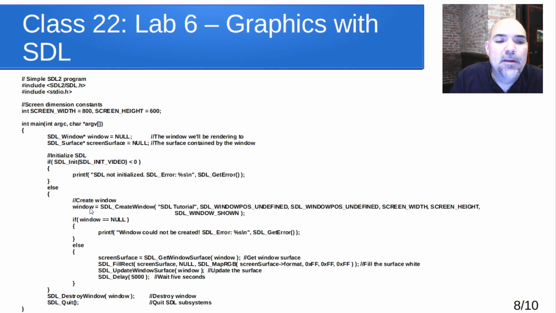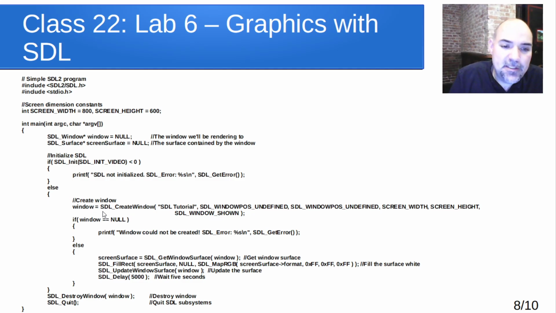Now we create our window. We set this window variable up here equal to whatever's returned from this create window function here. And notice we're passing into the window function, kind of the title of this SDL tutorial thing, the window position undefined, meaning put it wherever Windows decides to. And then notice we have this screen width and screen height. That's saying this is how wide we want the window to be, how tall we want it to be, and then bring it up so it shows it the first time. So that creates the window.